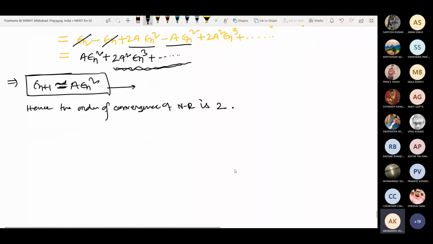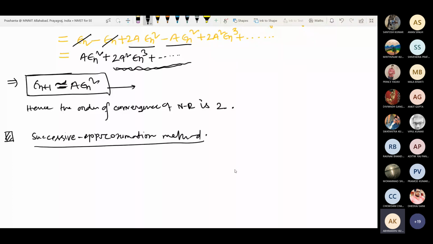Successive approximation is very easy to derive. Whenever you study a method, analytical calculations are required to know the method in detail. Successive approximation method, how is this working? How do we find a root in this method?